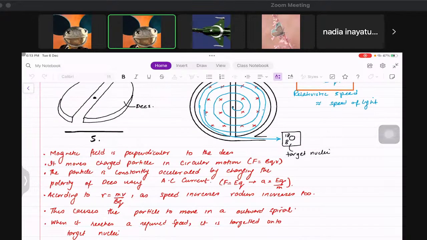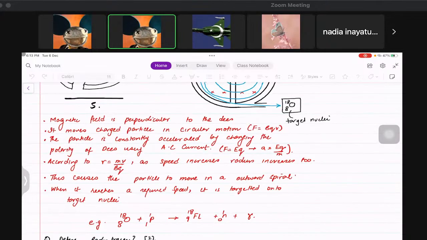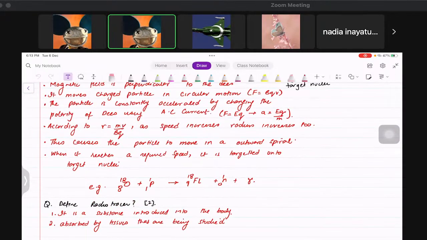Okay. Now, so today we did basically the production of suitable radioisotopes. If you guys have any questions about it, please do let me know. Otherwise, I'm going forward, and we're going to do detection of gamma ray photons.